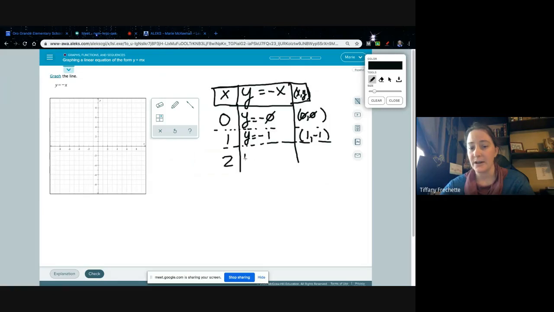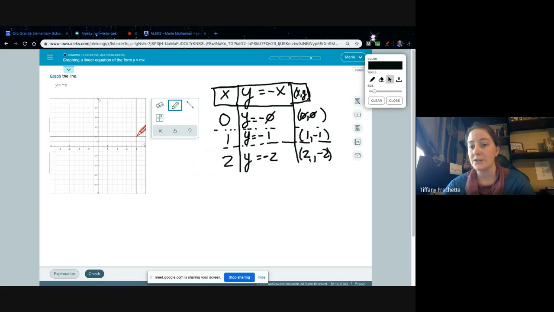All right, my last one here, I have y equals, negative is already in the equation. Now I'm going to plug in 2 for x. So I plugged in 2 for x, and I got negative 2. All right, let's go and graph. So I need to grab my pencil tool to do this.